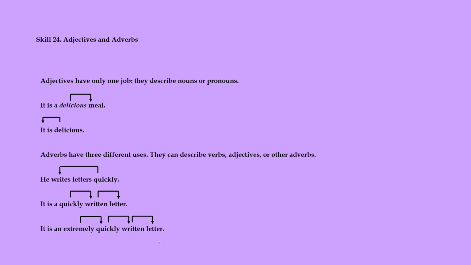Written letter. And then this quickly, this adverb, is described by another adverb, that is extremely. So there are two adverbs in the sentence, quickly and extremely. Quickly describes the adjective written, and extremely describes the adverb quickly. The functions of the adverbs in this sentence, there are two functions. Quickly as an adverb describes an adjective, extremely as also an adverb describes another adverb.